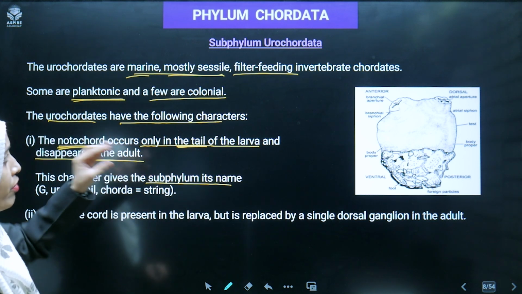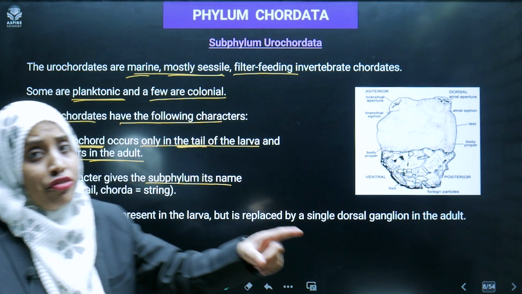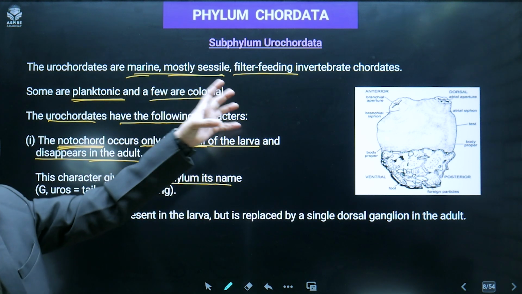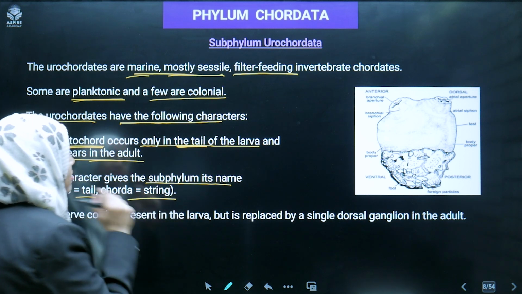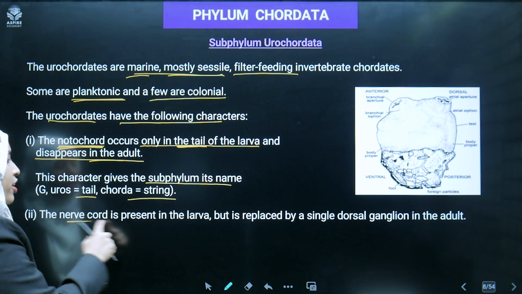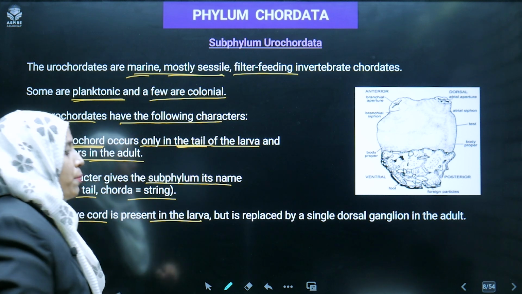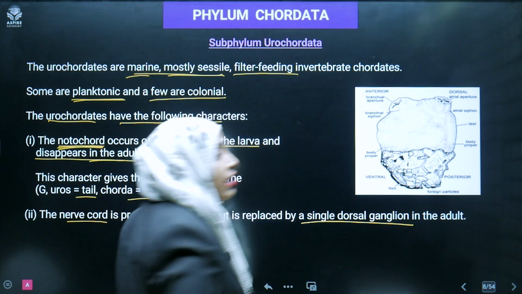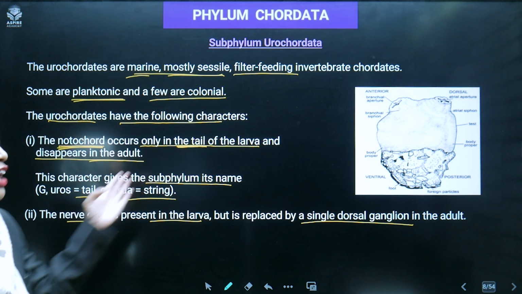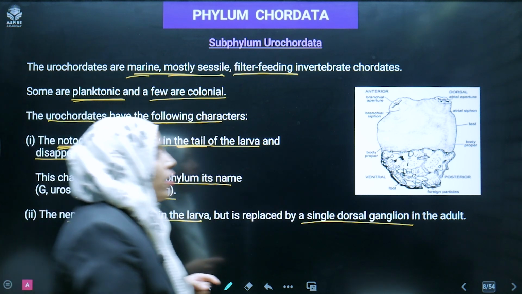Next, this characteristic gives the subphylum its name. So, because of the presence of notochord in the tail region, in the larval form, it has derived the name Urochordates. ठीक है, यूरो का मतलब tail and chordate that means string. The nerve cord is present. Nerve cord present है कहाँ? In larva, but it is replaced by single dorsal ganglia in the adult. वही nerve cord बाद में ganglion में change हो जाता है, single ganglia में develop होता है, okay?